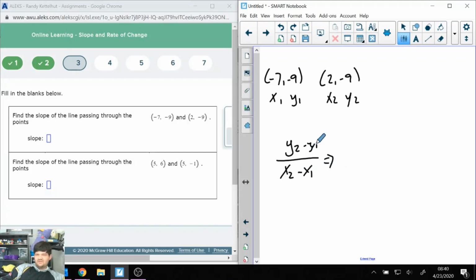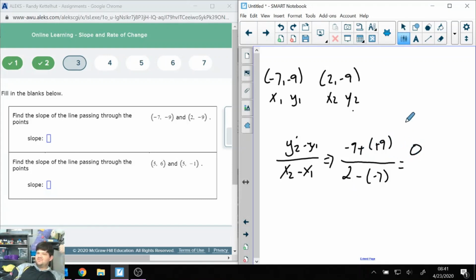Plugging this in, you get what? So the y2 is this one, so negative 9 minus y1 is also negative 9. I put the parentheses. It's important to notice that this is a negative and a negative. X2 is 2 minus x1 is negative 7.